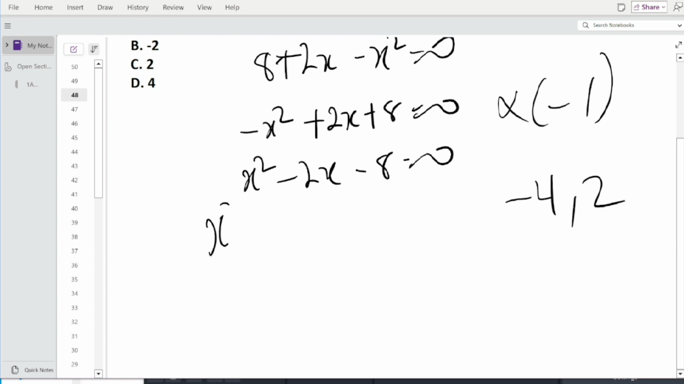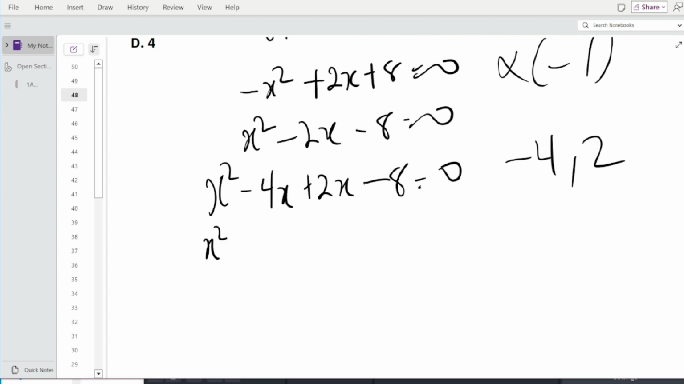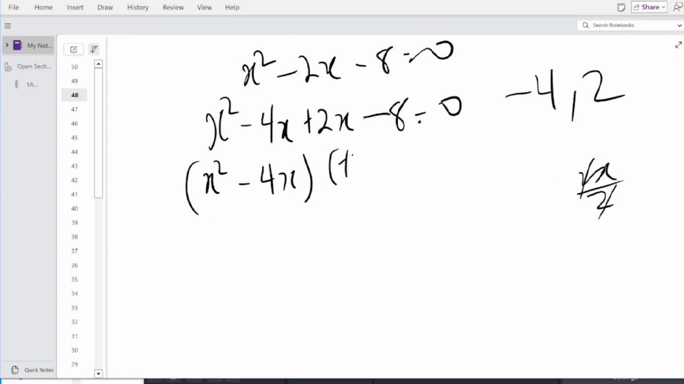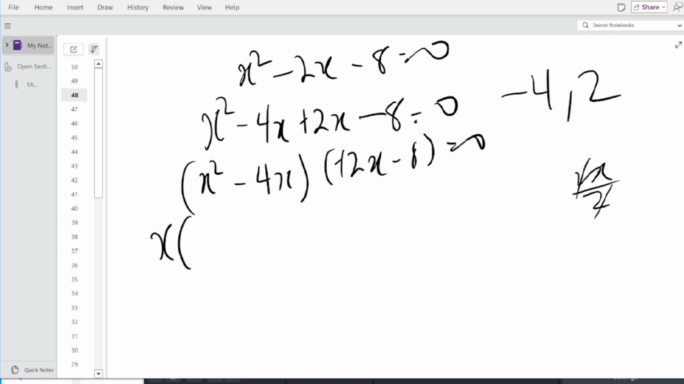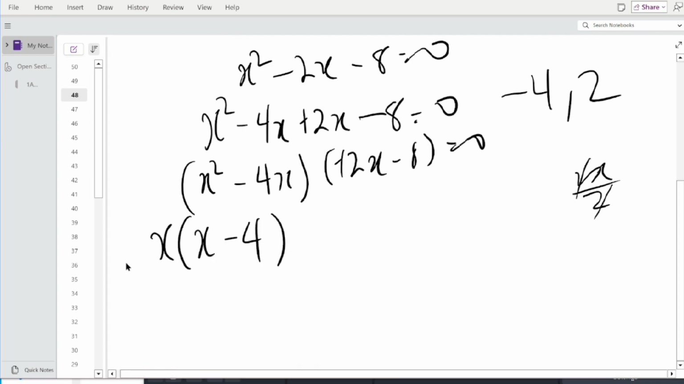So you have x squared minus 4x plus 2x, these two values. Then you give both of them x's. Then you have minus 8 equals 0. You group them in 2's on the next line: x squared minus 4x, and 2x minus 8 equals 0. What's common in these two? You have x common in these two. Take out x, you'll be left with x minus 4, because x in x squared will take out one of the x's, leaving one x behind. Then x in minus 4x, the x will cancel the x, leaving the 4 behind.